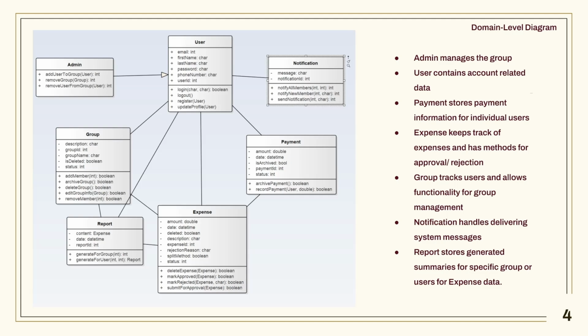The group class has its own method for add member, because it's best to keep separation of concerns, so the group would have the ability to do that rather than something else. Then it has the archive group as well.